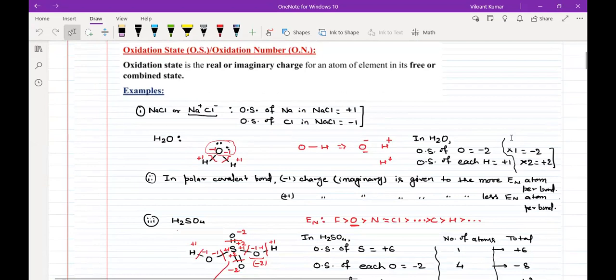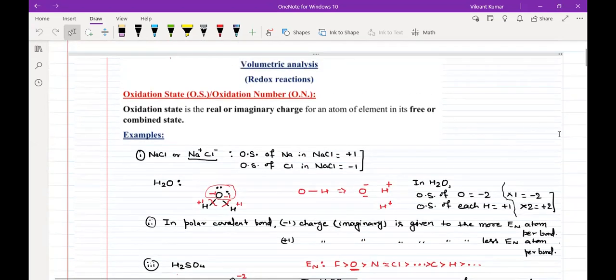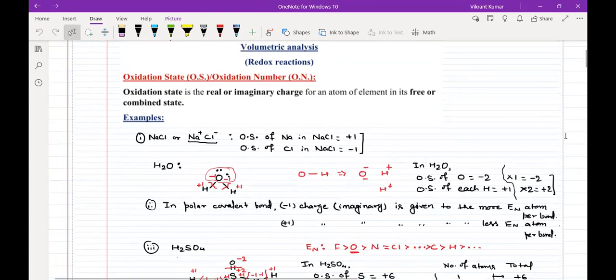Sir, in this I don't understand real and imaginary charge. See, if I have NaCl, NaCl is an ionic compound. So you have Na plus and Cl minus. So you can see that Na has +1 charge. So we say that the oxidation state of Na in NaCl is +1, which is a real charge. But H2O is not ionic, it is covalent. So when I say O has a net -2 oxidation state, it is not the real -2 charge. In polar covalent bonds, we say this is an imaginary charge over that. In ionic compounds, the ion which has the charge, that is the real charge, which is called oxidation state.